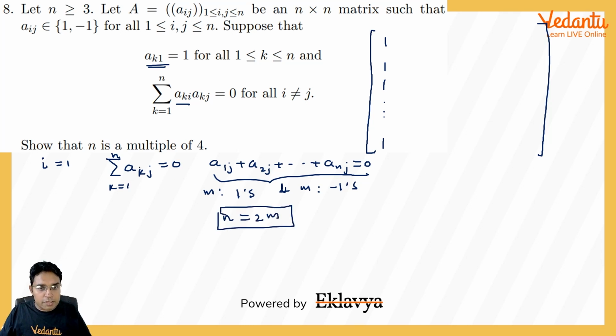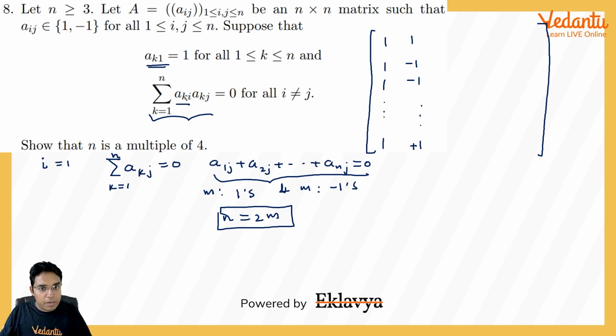Okay, so this will be true for j is equal to 2 also. So my second column will be having m number of ones and m number of minus ones. Now this relation is valid for all i not equal to j.